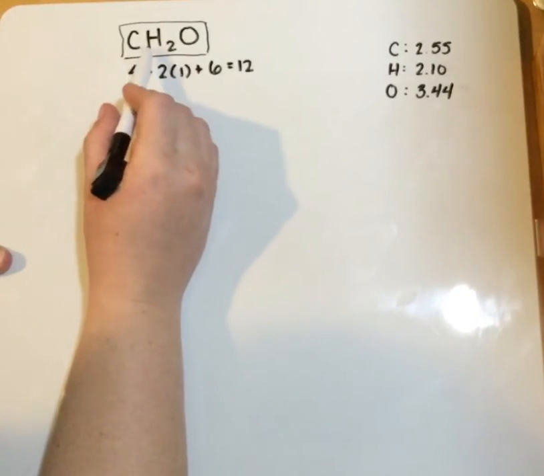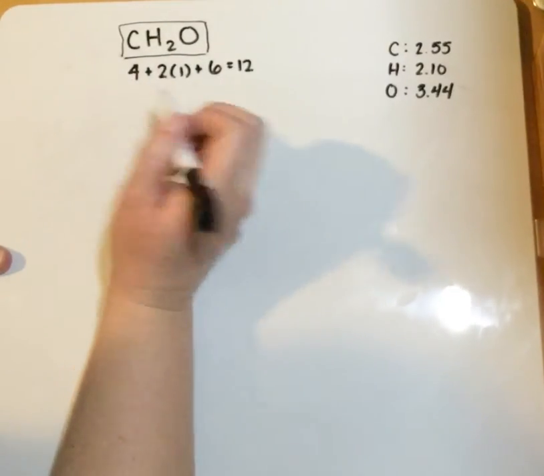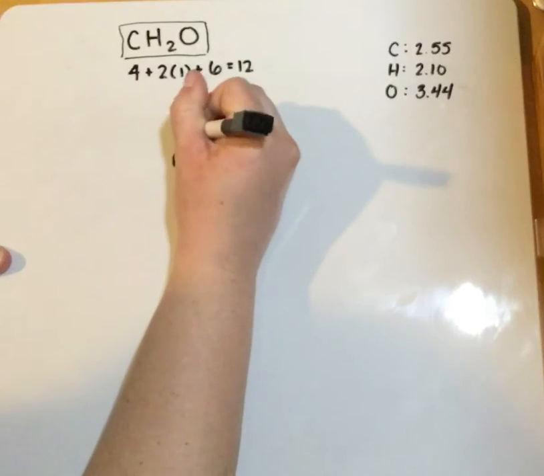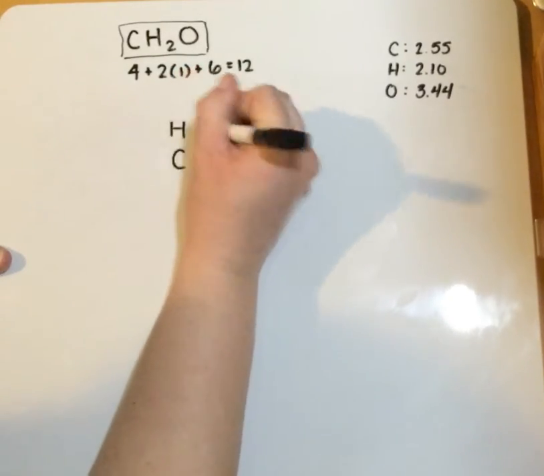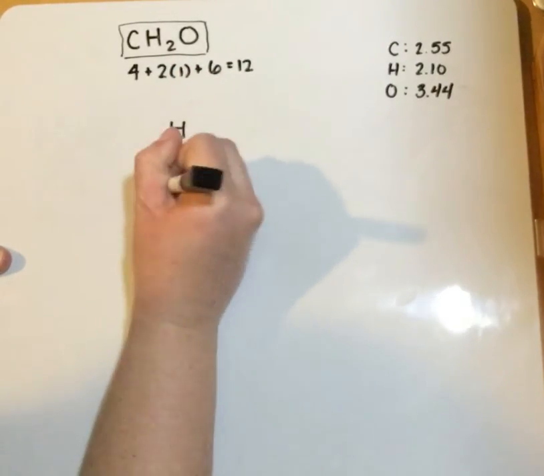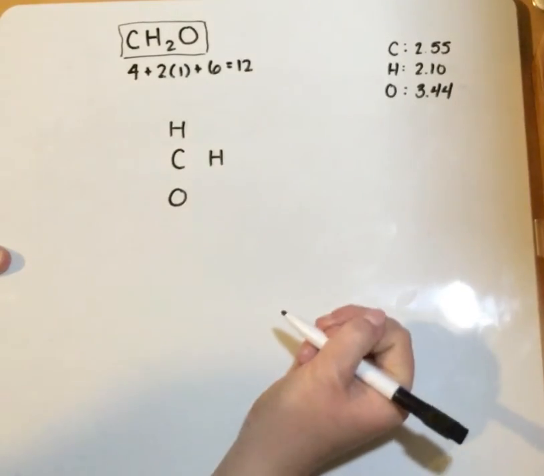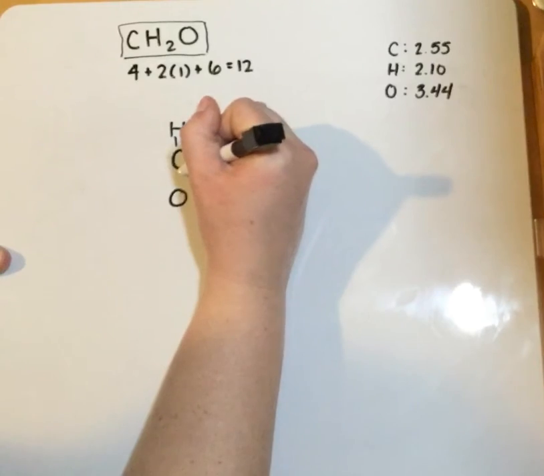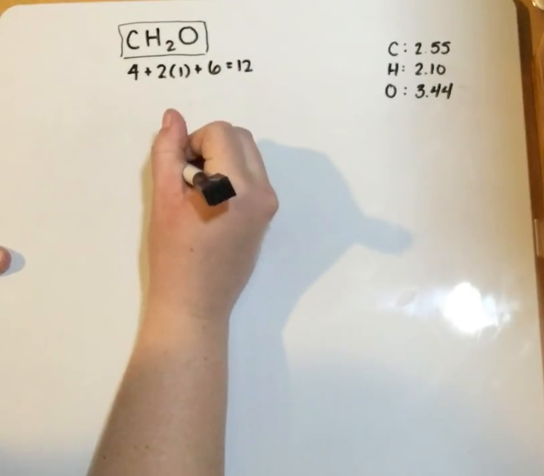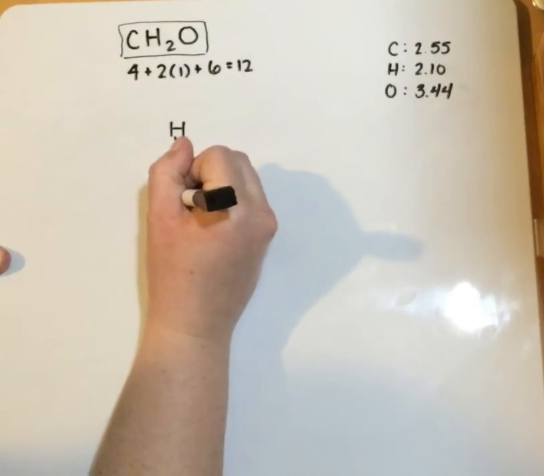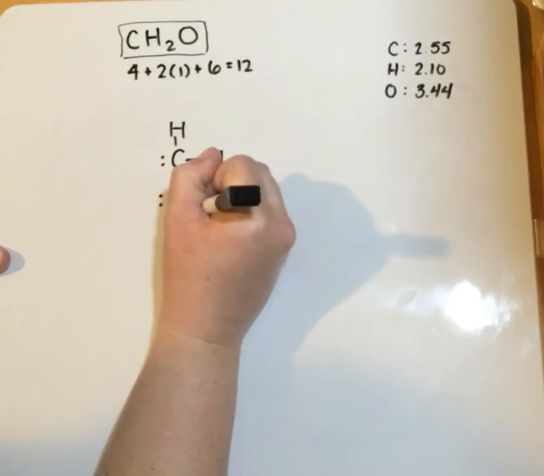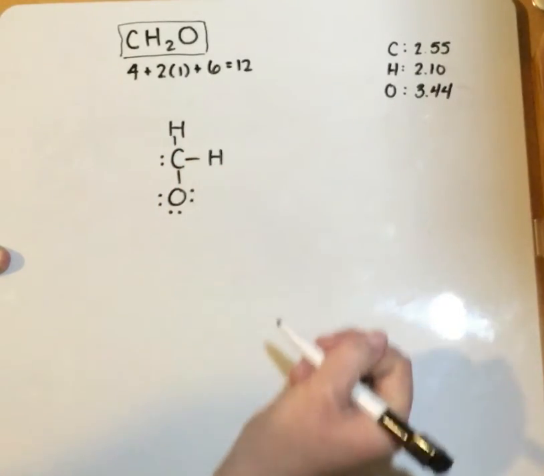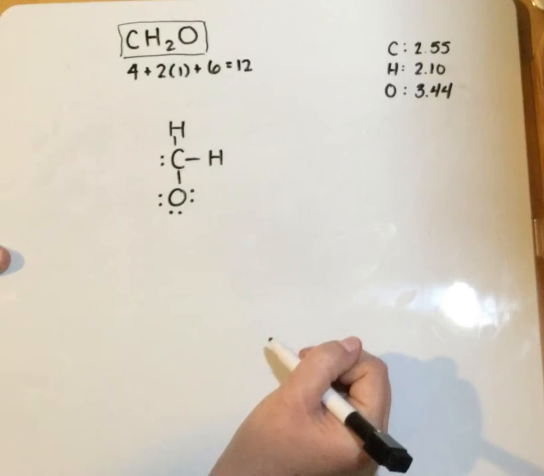Carbon likes 4 bonds, hydrogen likes 1, oxygen likes 2, so carbon's going in the middle. And we would arrange all of our other atoms around it. So we have something that looks like this. We draw in our bonds between each, and then we put dots on anything within groups 14 through 18 that doesn't already have 8 electrons. So we're at this structure here.